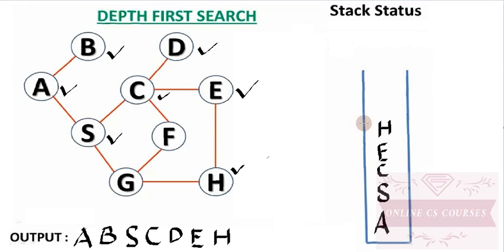So now we have H on the top of the stack. Now we will check the H vertex and check the adjacent unvisited vertex with H. So we have two adjacent vertices, which are E and G, but E is visited and G is an unvisited adjacent vertex. So we will put G here and also push it in the stack, put it in the output sequence and mark it as a visited vertex. So now we have G on the top of the stack, ठीक है.